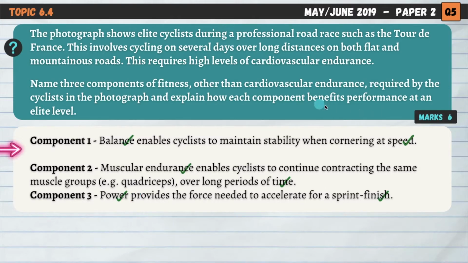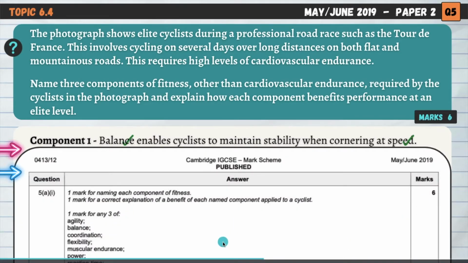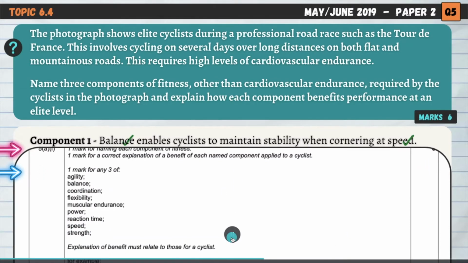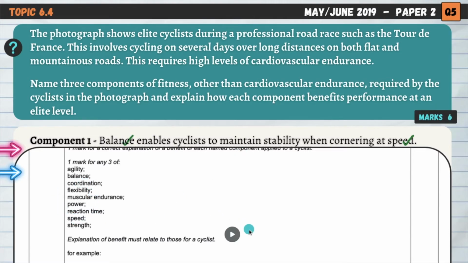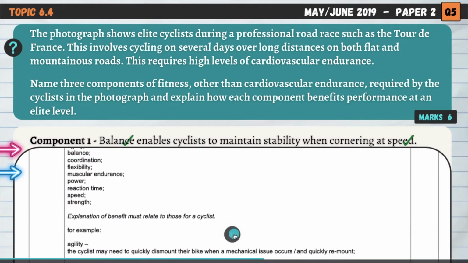Final component is power. Now, how does this benefit performance for the cyclist? Well, power provides the force needed to accelerate for a sprint finish. You could have also talked about a hill climb there as a good example. Now, this is a big mark scheme, and I'll just pause it as we go through, because we would have got 1 mark for any 3 of the components of fitness. We could have gone for any of the components of fitness on this one, other than cardiovascular endurance, which was already mentioned. The other 3 marks were going to come from us justifying our choices.